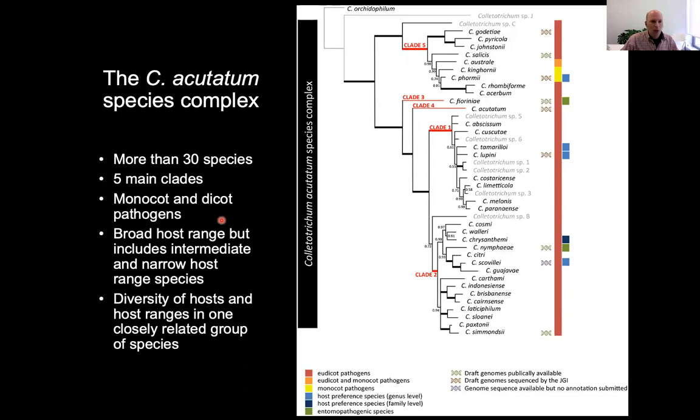What's interesting is that while most of these are dicot pathogens, there are some monocot pathogens in here. There are mostly broad range pathogens, but it also includes a few intermediate and narrow host range species. So we can do the same kind of study in Acutatum, but on a much finer evolutionary scale. And we're hoping that this kind of study will help us to understand the process of gene duplication and gene loss in the evolution of host range and host preference.